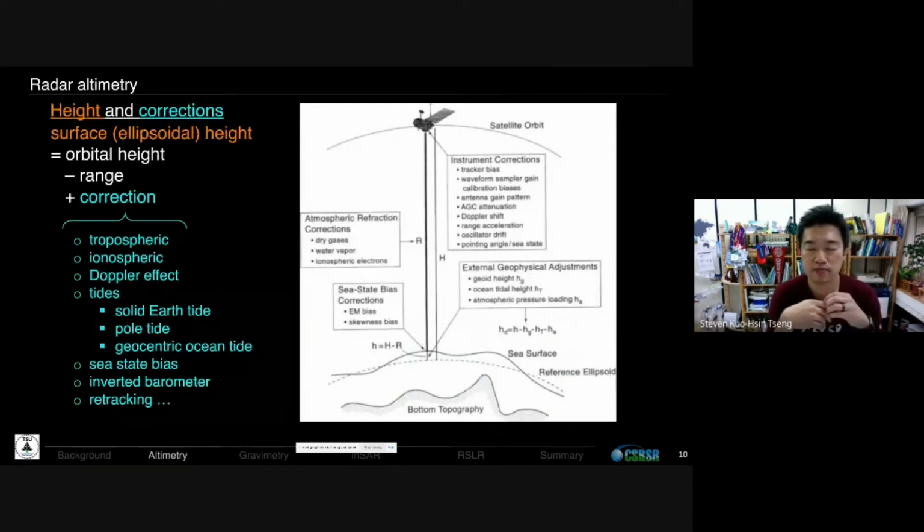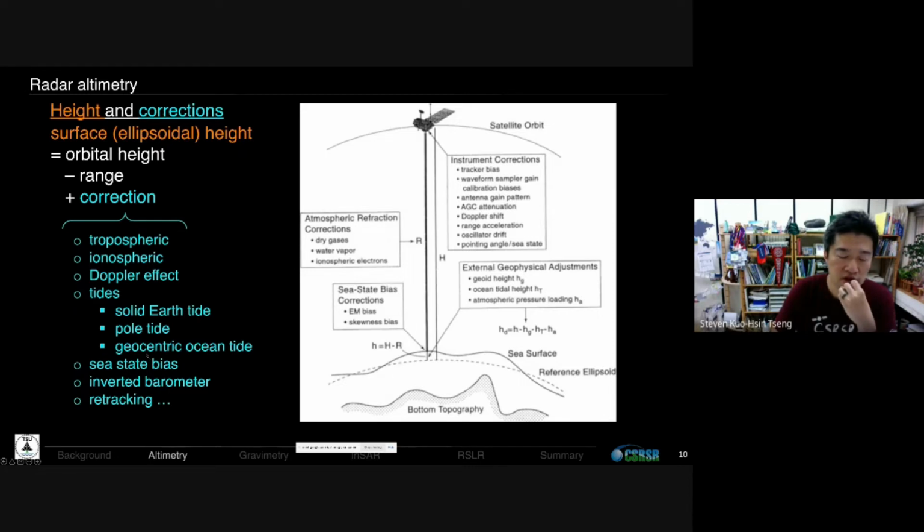Okay, so this is the principle, or the equation, of the measurements. How to get the sea surface height? Basically, we need a very good orbit. We take the orbital height and subtract the range. The range comes from, as I said, the waveform analysis, or basically the timing of the two-way travel time of the signal. Then we can get the distance and apply some corrections.